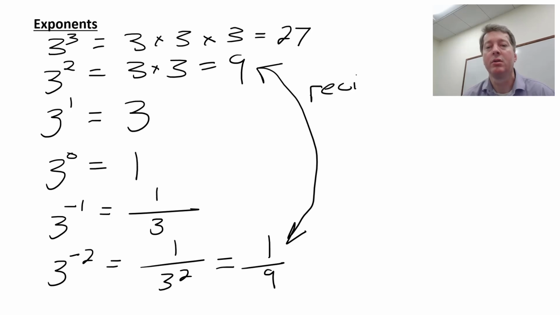That's what it means. And, you know, 3 to the negative 2 is what? It's the reciprocal of 3 to the positive 2. It's the flipped over version. It's not 9, rather it's 1 over 9.